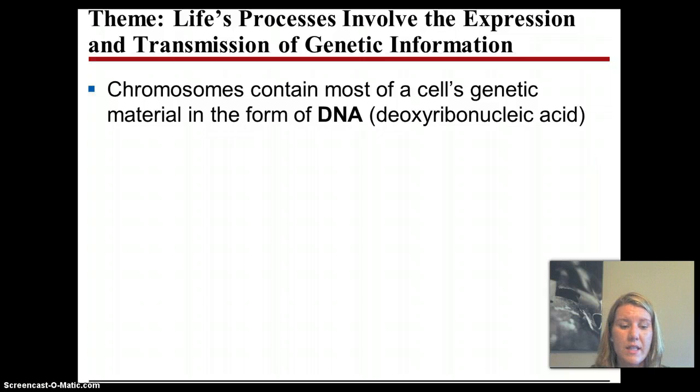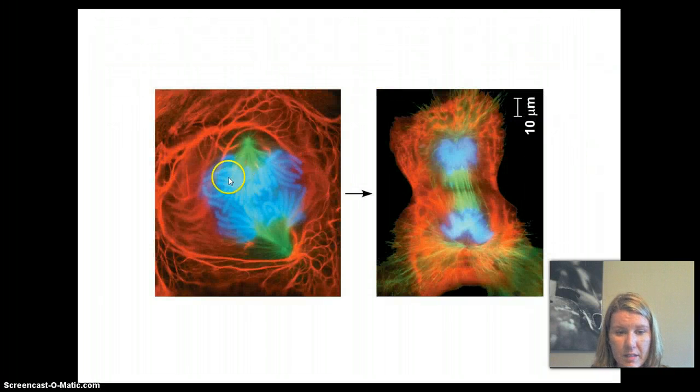Another theme, life's processes involve the expression and transmission of genetic information. Chromosomes contain most of a cell's genetic material in the form of DNA, deoxyribonucleic acid. This is the genetic information of life. Okay, every living thing has DNA. Here we can see it as these blue fingers that are splitting during mitosis.